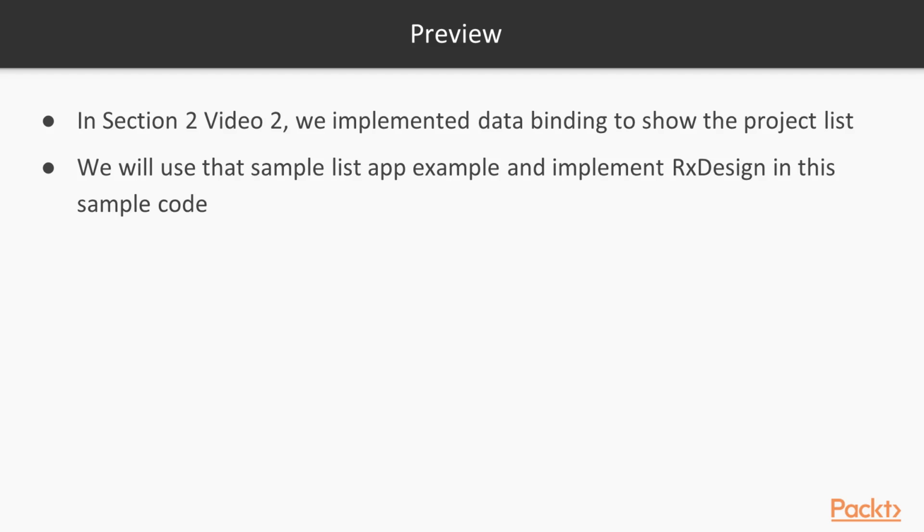Preview. Let's take a preview of what we developed in section 2, video 2. In this video, we implemented the data binding to show the project list. We will use this sample project and implement the Rx design in the sample code. To make it more efficient, we will add lambda expressions as well.